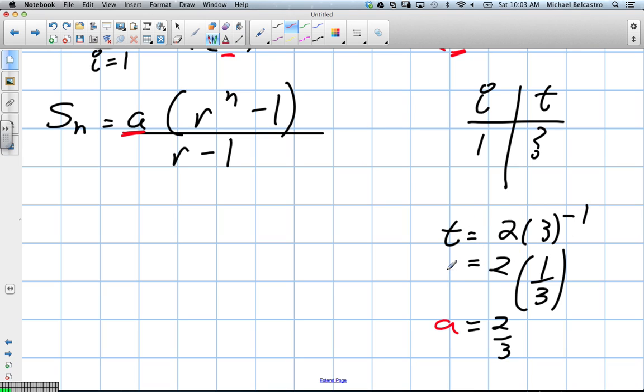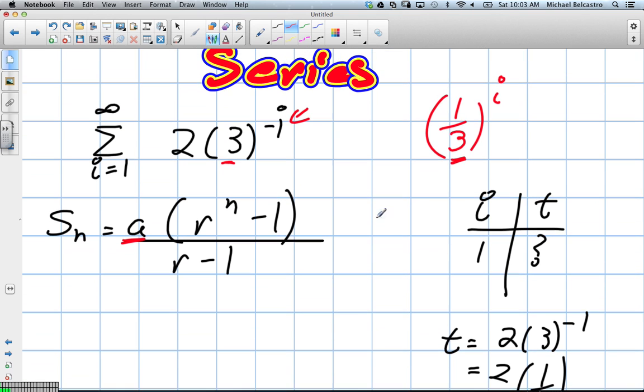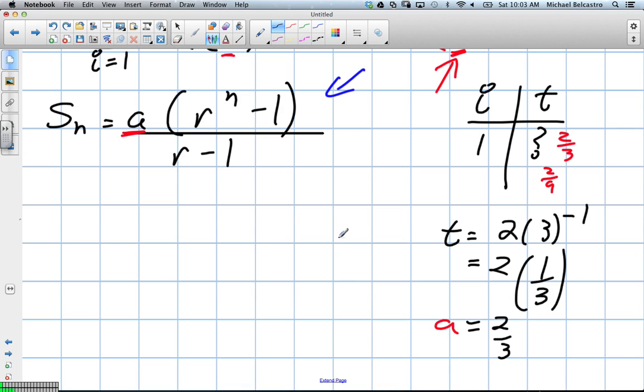And our growth rate, we could find our second value here, and the second value I think would give us 2/9. It means our growth rate would still be a third in this case. So we'd have 2/3, and then 2/9, which means we're decaying by a third every time. So in other words, our R value is equal to a third.